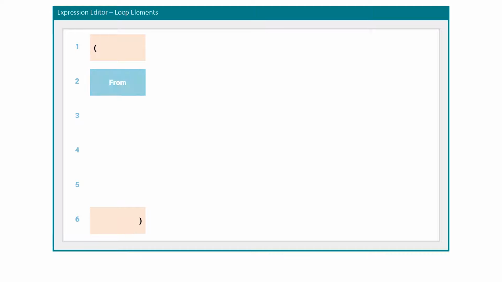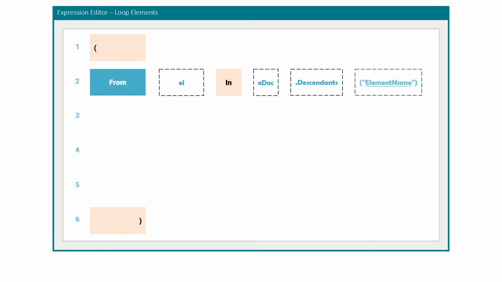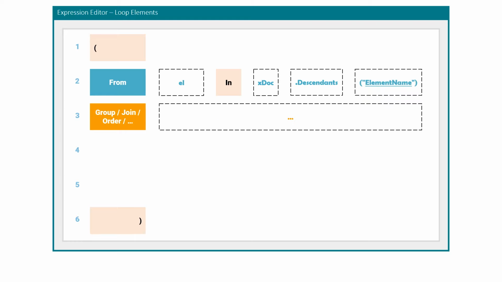First one, from statement. Here we define a variable for the elements. Then the preposition in, then the name of the XML document variable. After that we set the function descendants and then the element name, which we want to go through. The next one is a statement for group, join, etc. Here we can set these functions, if we need to do some grouping, etc.